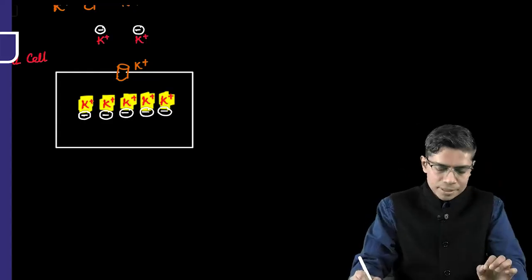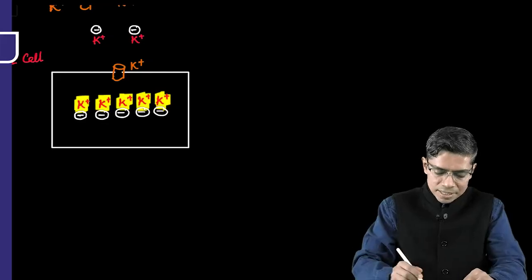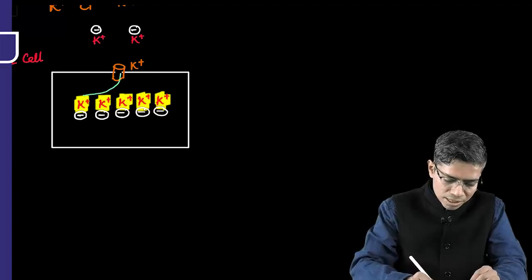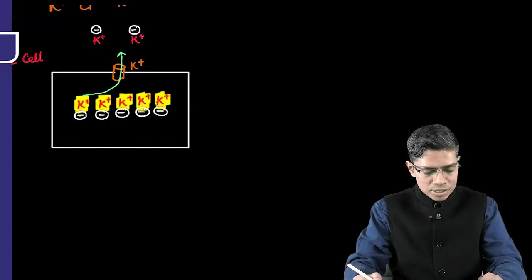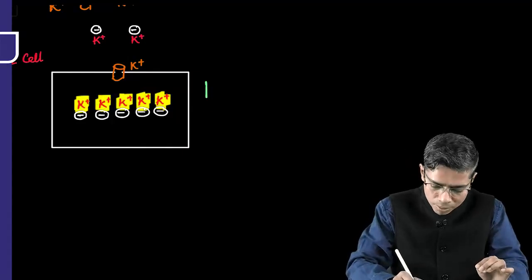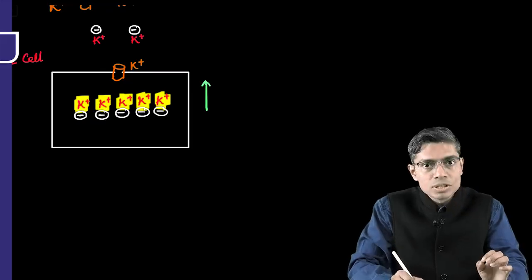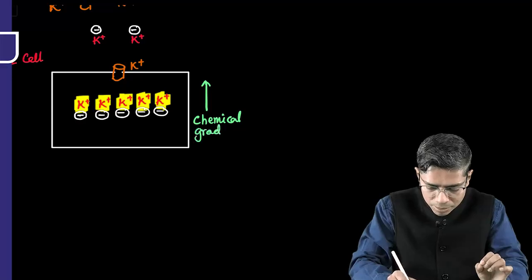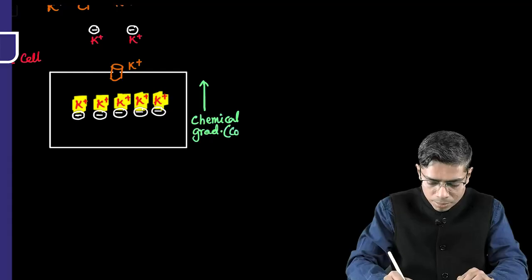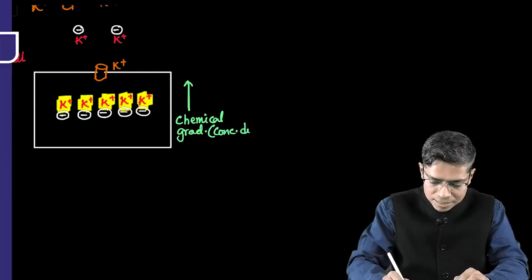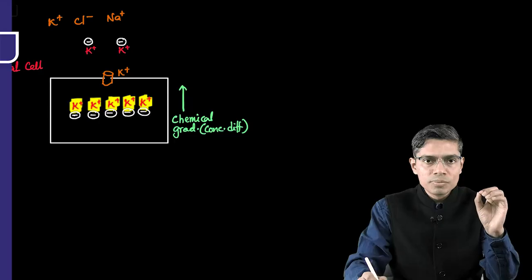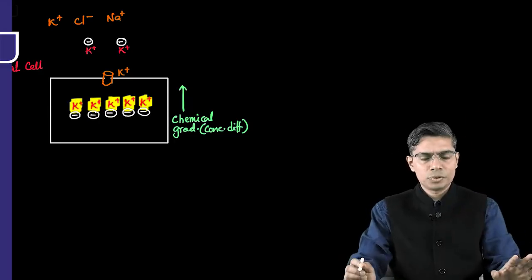So whenever the potassium concentration is very, very high inside the cell, the potassium will try to move through this leak channel. Obviously. So why is the potassium trying to move? Because of concentration gradient, which is known as chemical gradient. So I am writing here, because of chemical gradient, or because of concentration difference between inside and outside the cell membrane, potassium will try to move from inside to outside. Very simple, through this leak channel.